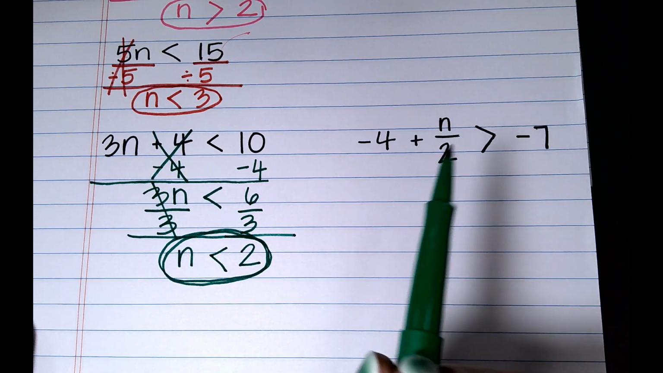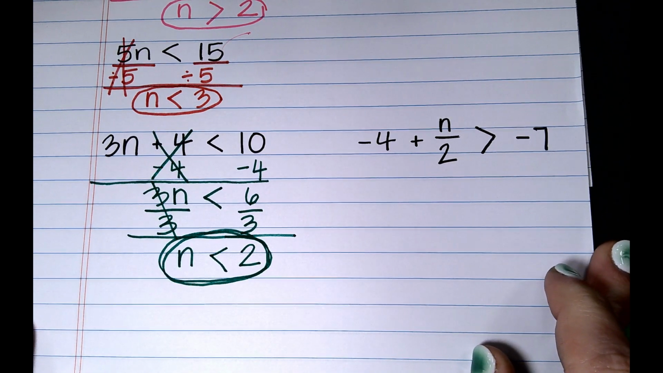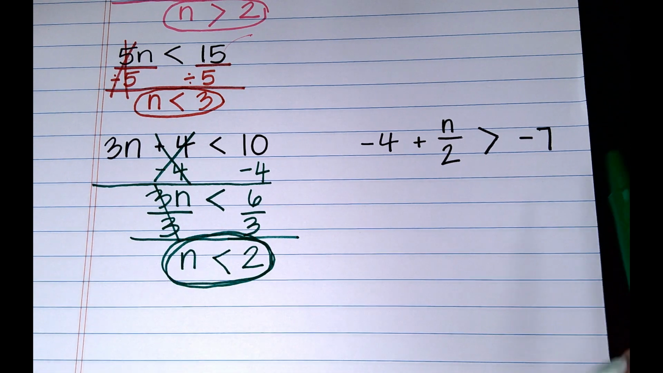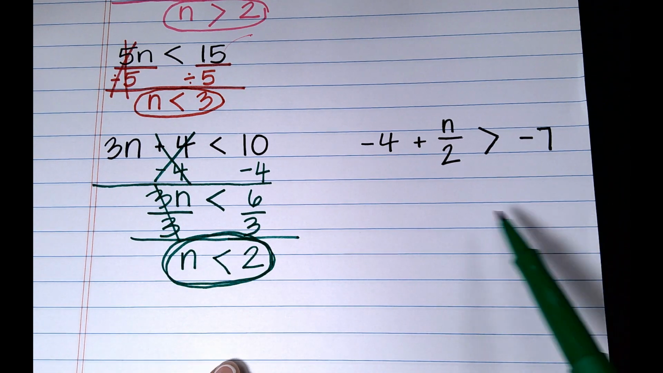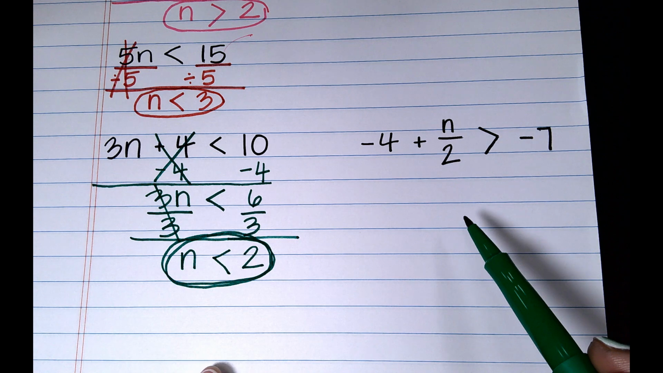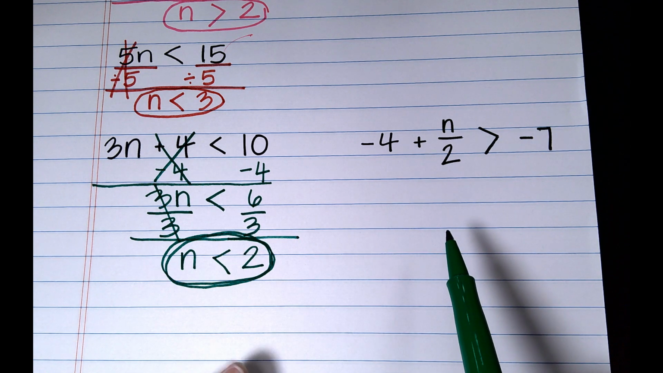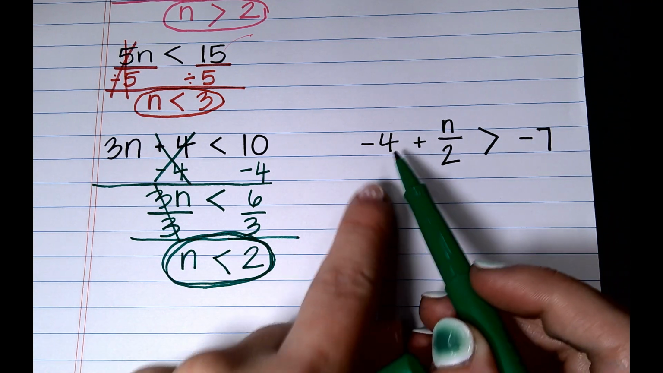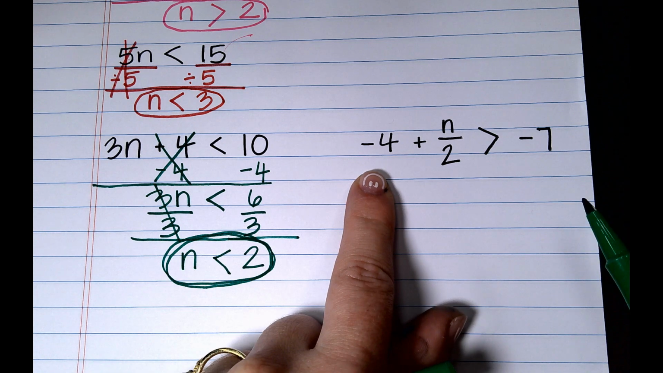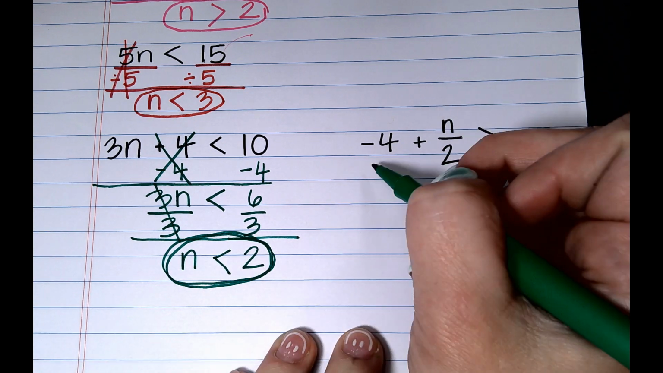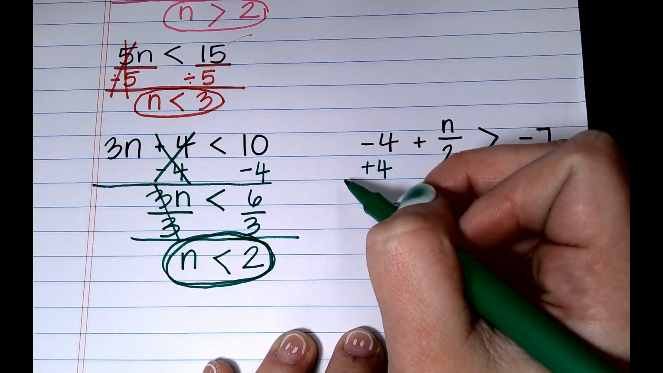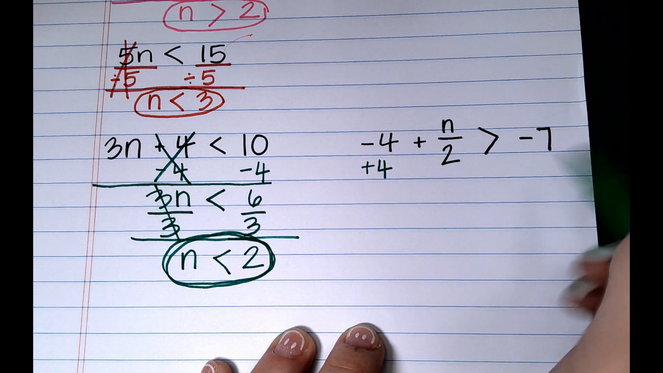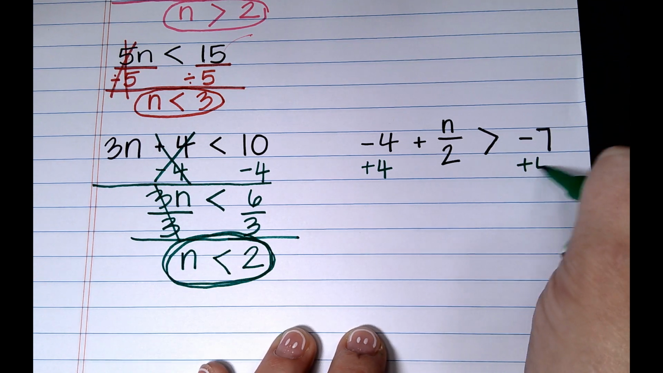Okay, how about this one? Good luck, somebody. How would I begin? With my minus signs, with the 4 and the 7. What would I do with the 4? Add 4. Good. I'm going to add 4. And where else? Under the negative 7.